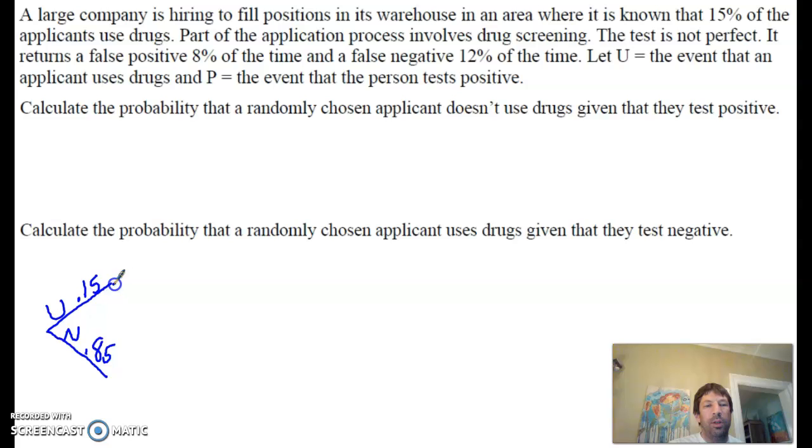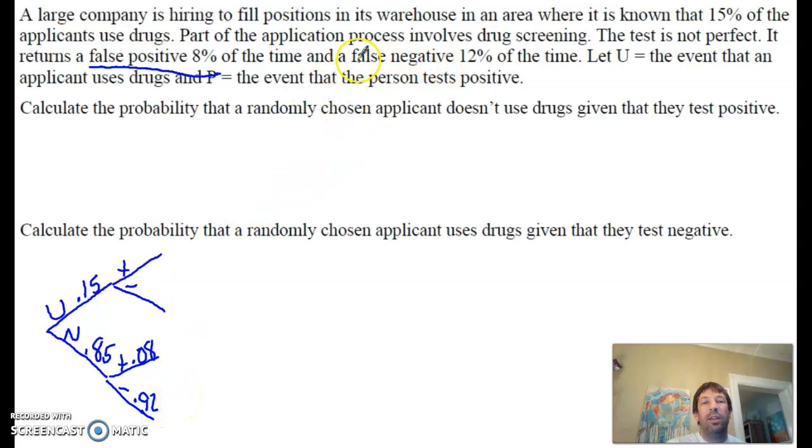Okay? Then we're giving people a drug test, and that drug test could come back positive or it could come back negative. And that's whether or not they're using drugs. Doesn't matter. Could be positive, could be negative. Now it says that the test is not perfect. It returns a false positive 8% of the time. So that means people who aren't using, so down here, are going to test positive 8% of the time, or 0.08, which means that they'll test negative 92% of the time, or 0.92.